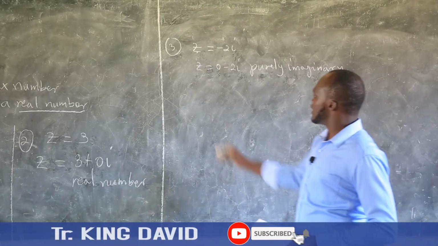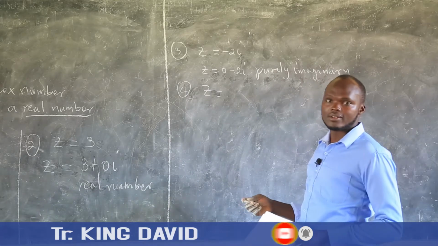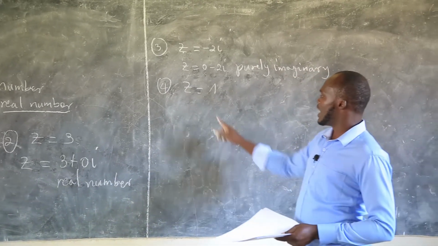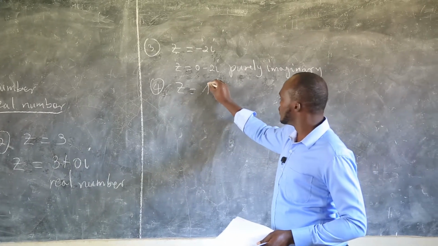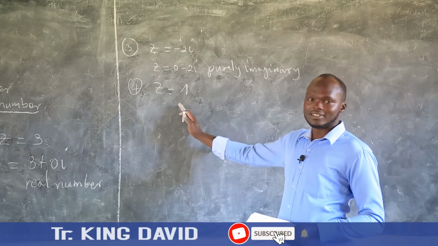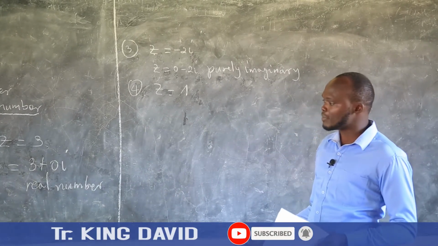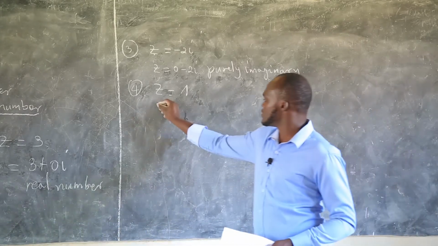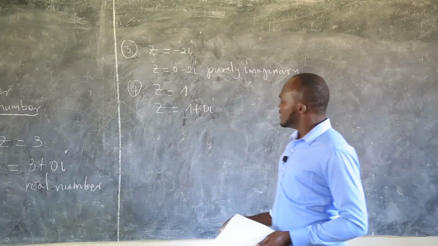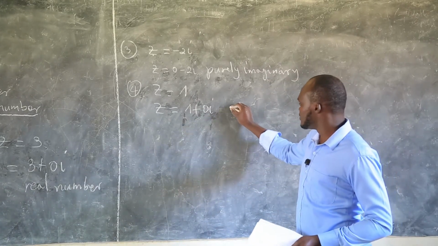That's it. So like number 4, we have z equal to 1. What is this? This is a real number because its imaginary part is 0. So this is z equal to 1 plus 0i. Since the imaginary part is 0, this is a real number.